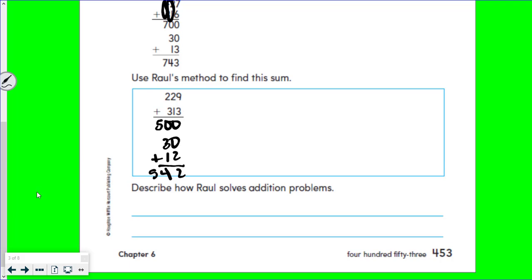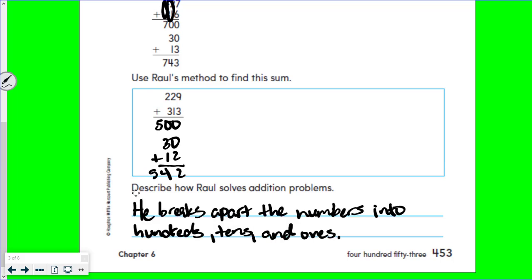So it says, describe how Raul solves addition problems. He just breaks apart each number into hundreds, tens, and ones. Okay. So you can pause your video. I'm going to go to the next page, though.